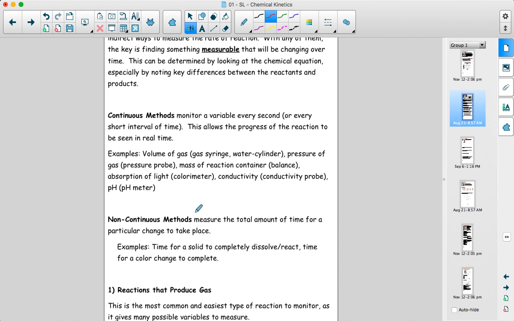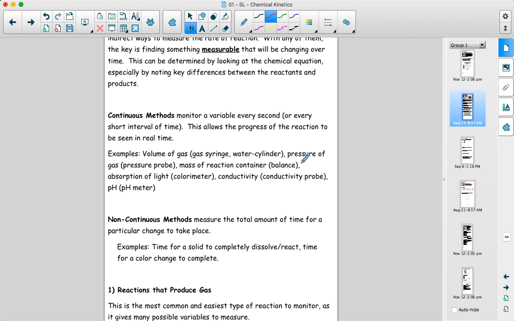So the most common examples would be like measuring the volume of gas that gets produced by a reaction. You could do this with a gas syringe: seal your reaction off, connect a tube to a syringe, and as the gas gets produced, the syringe will push out the plunger and you can actually record the volume of gas over time. You can also collect gas in an upside down graduated cylinder that's been filled with water, and you can measure how much gas has been made at regular intervals.